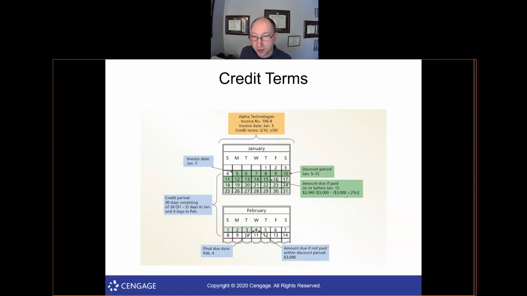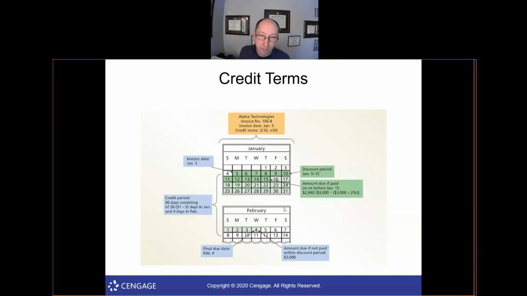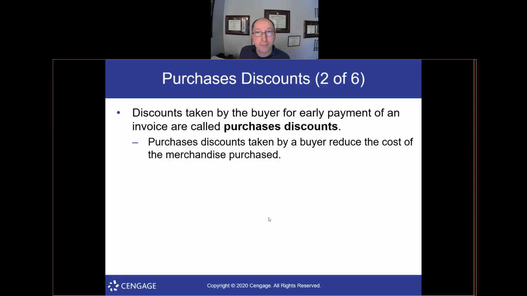So 3,000 times 2%, and that'll be 3,000 minus that amount. It's 2,940 because what is that? $60 is the discount amount. $60 is 2% of 3,000. So if they pay within the first 10 days, they'll pay 2,940. Otherwise, if they don't pay within, it's due February 4th. Yeah. Cool.